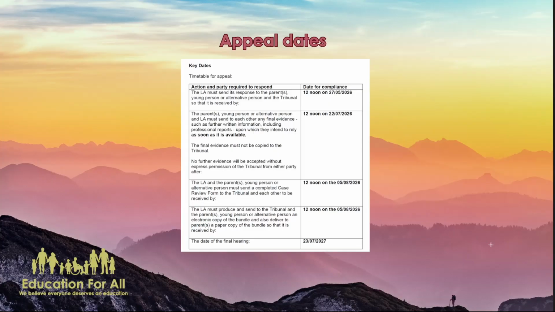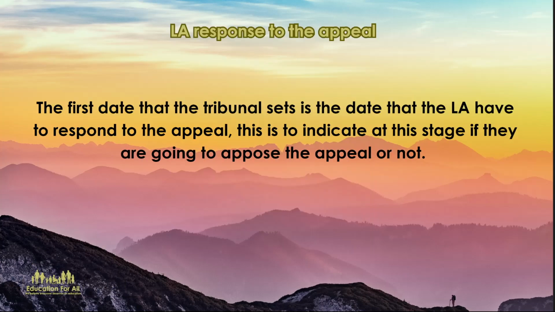So when you get your tribunal registration, after all of the information that the tribunal gives you about what appeal you submitted and a bit more detail into what each direction means, at the end you get your timetable for appeal, which is your key dates. What we're going to do is go through all of that and have a look at what these key dates are. And this is what it'll look like on your registration.